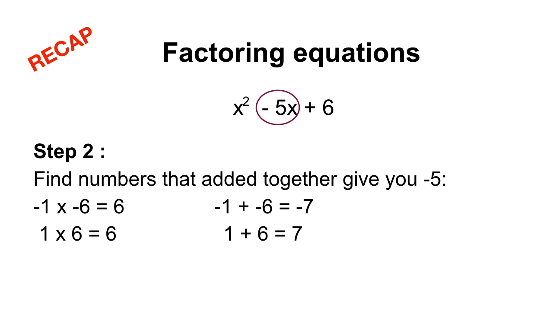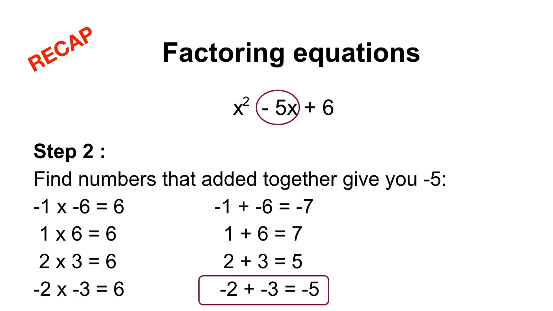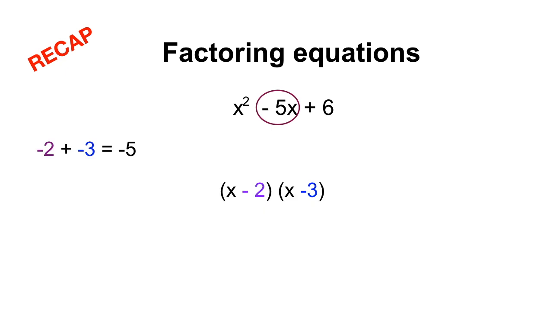Second option, same thing, it's also not the correct answer. 2 times 3 is 6, and 2 plus 3 is 5, not the correct answer. But if you look at the very bottom line, minus 2 multiplied by minus 3 gives you 6, and minus 2 plus minus 3 is minus 5. So that is the correct answer. You just found the two numbers that are going to make up your quadratic equation, minus 2 and minus 3. So your equation is going to look like x minus 2 multiplied by x minus 3.